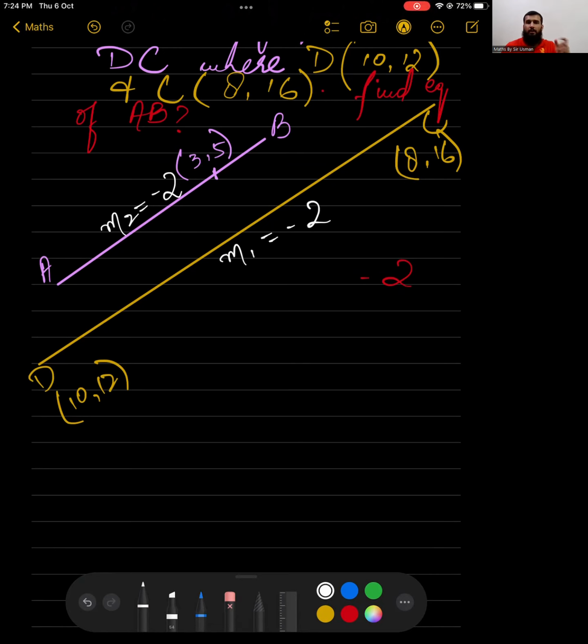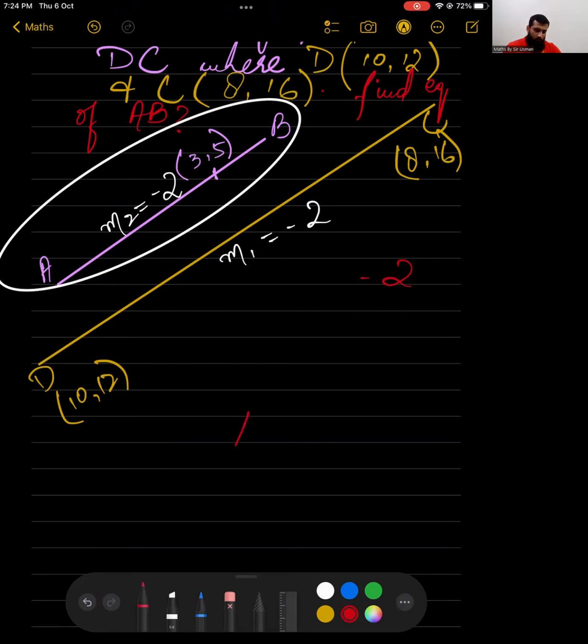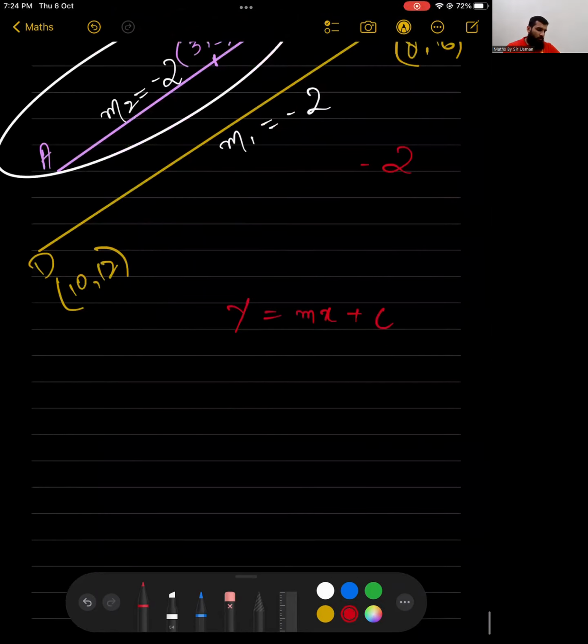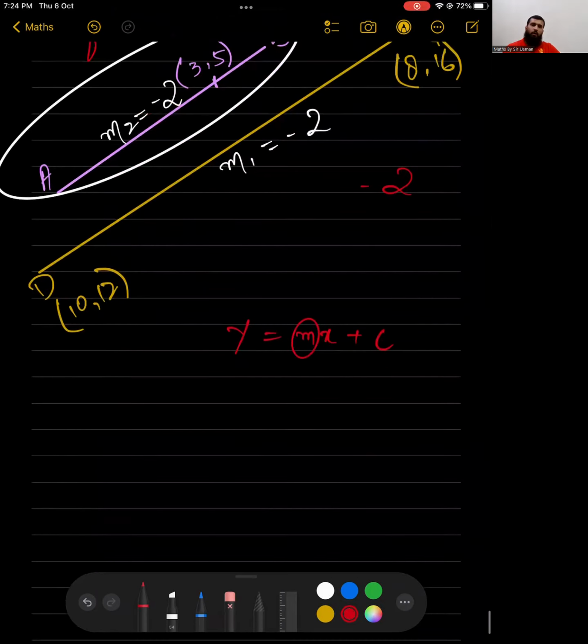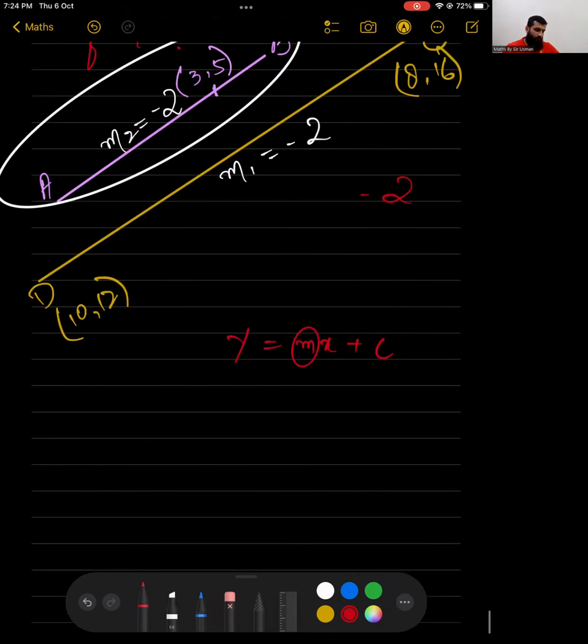Since you have got the gradient, you have got the point, अब आप इक्वेशन फाइंड कर सकते हो AB की. You have got the gradient, you have got the point, अब आप इक्वेशन फाइंड करेंगे. So it's y is equals to mx plus c. Now the value of m is already provided, which is -2.